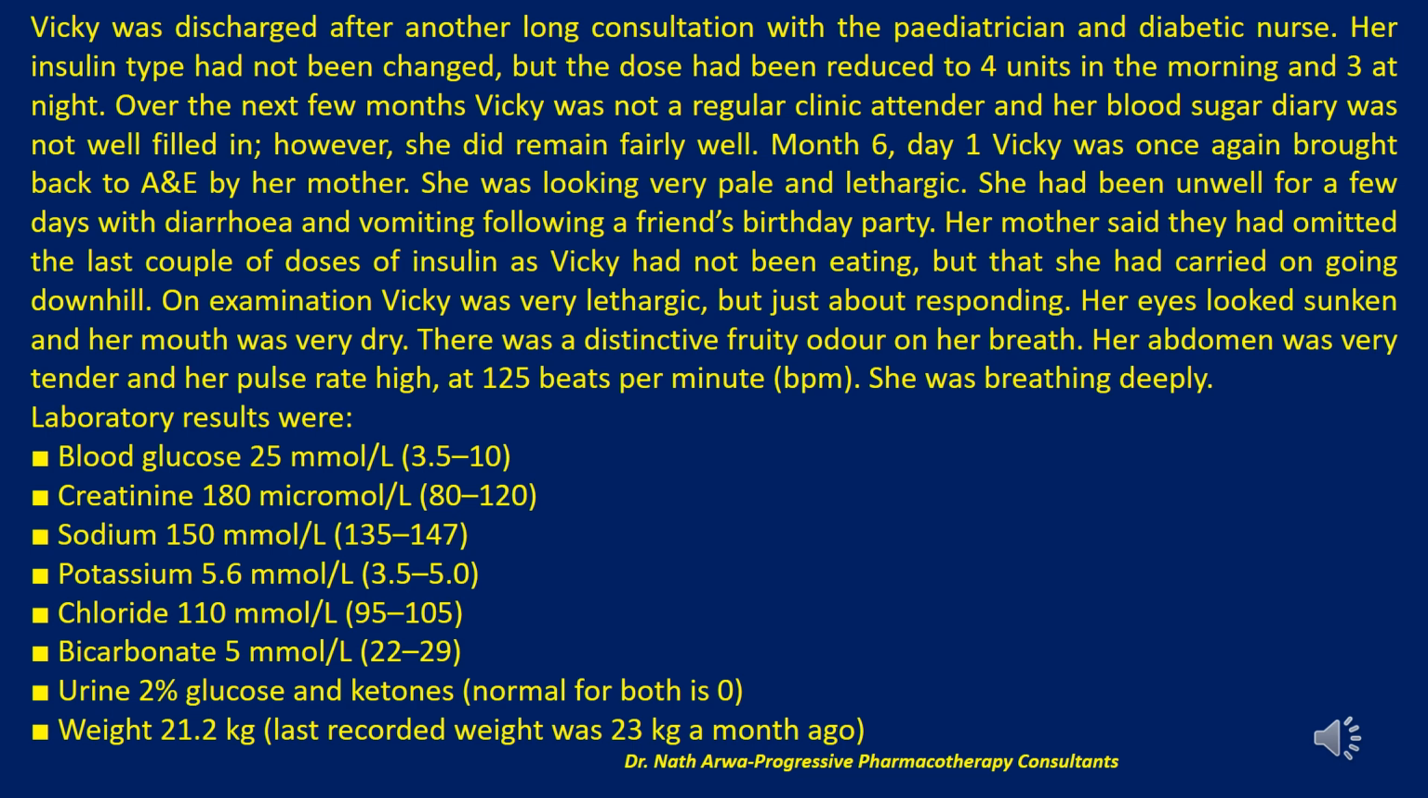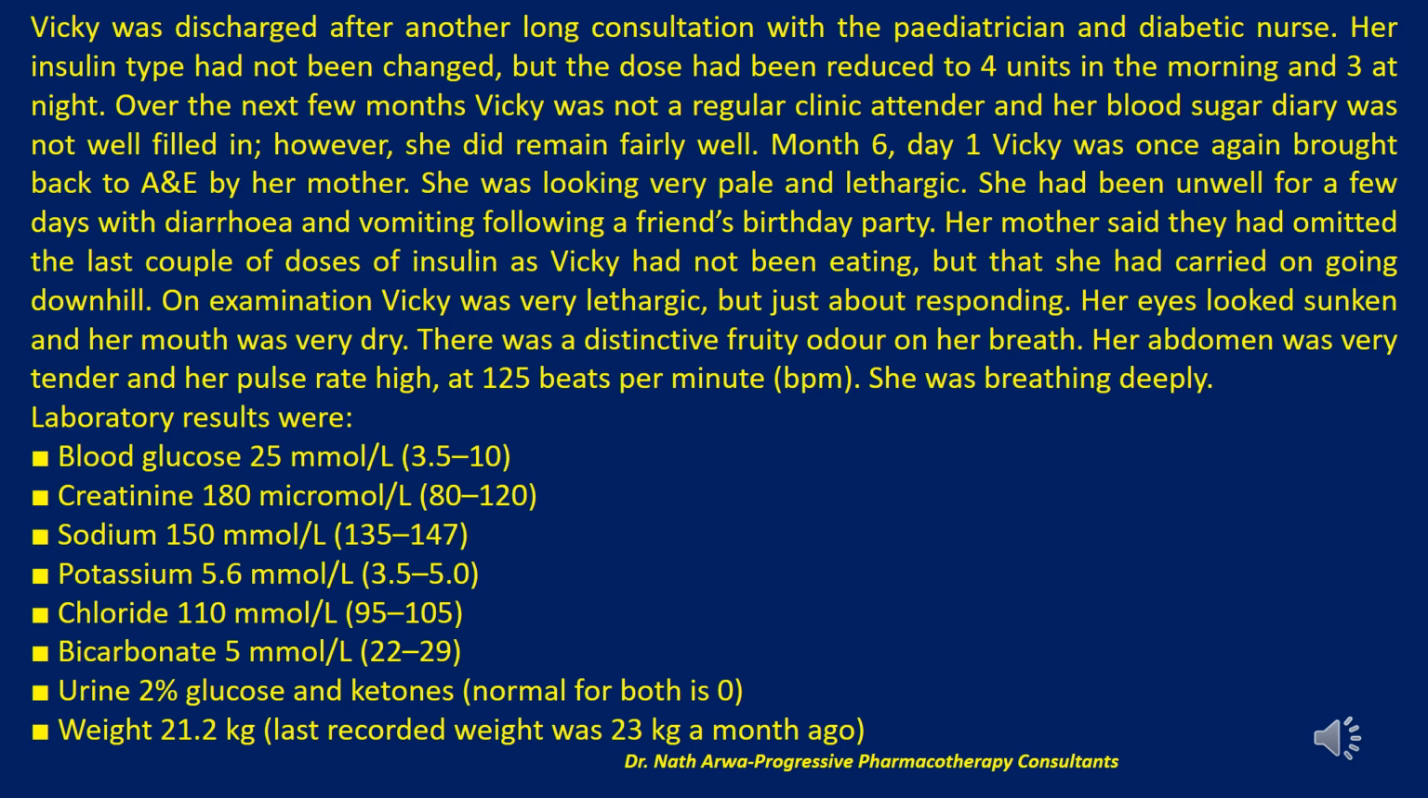She was breathing deeply. Her laboratory results were as listed below. Blood glucose 25 millimoles per liter. The reference range is 3.5 to 10 millimoles per liter. Creatinine 180 micromoles per liter. The reference range is 80 to 120 micromoles per liter. Sodium 150 millimoles per liter. The reference range is 135 to 147 millimoles per liter. Potassium 5.6 millimoles per liter. The reference range is 3.5 to 5.0 millimoles per liter.